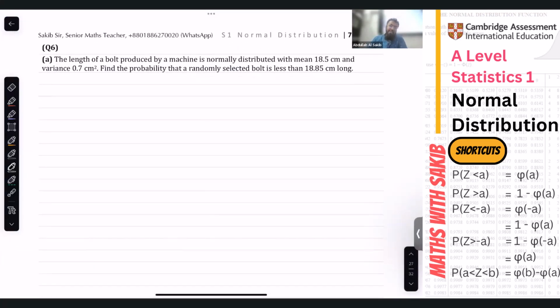Okay, let's do question number 6. The length of a board produced by a machine is normally distributed. So the length L follows normal distribution. Clear? Where the mean is 18.5 and the variance is 0.7. So if the variance is 0.7, what will be the standard deviation? Root over 0.7.